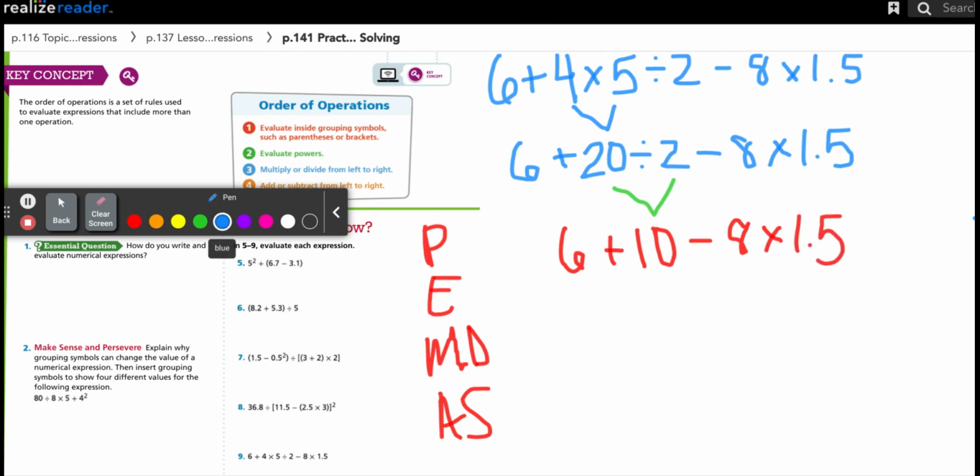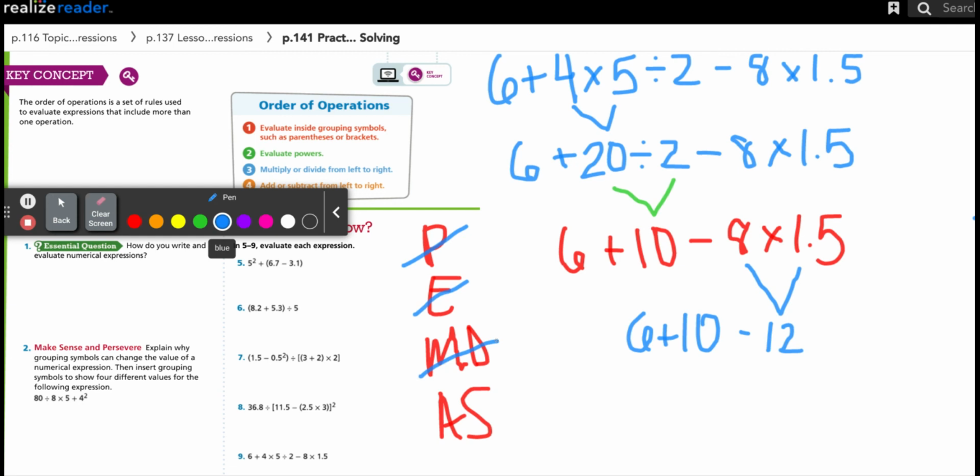So there were no parentheses, there were no exponents. So far I've done some multiplication and division, but we have to finish up all of it. So next step, we're going to do that 8 times 1.5. And I got 12. So write down that 12, bring down the rest. 6 plus 10 minus 12. Okay, multiplication and division is all done.